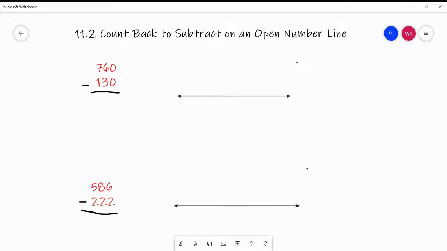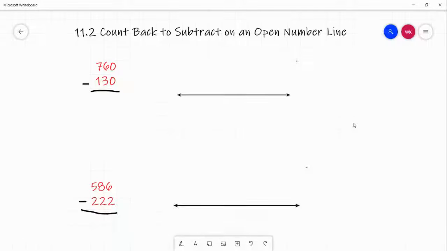Hi, second grade. We are going to go over lesson 11-2, count back to subtract on an open number line. So remember, an open number line just means it's a number line. There are no numbers on it. We are going to use a number line to be able to subtract. We're going to be putting our own numbers, or what numbers we are going to be using in our problem, on that number line. So our first subtraction problem is going to be 760 minus 130.